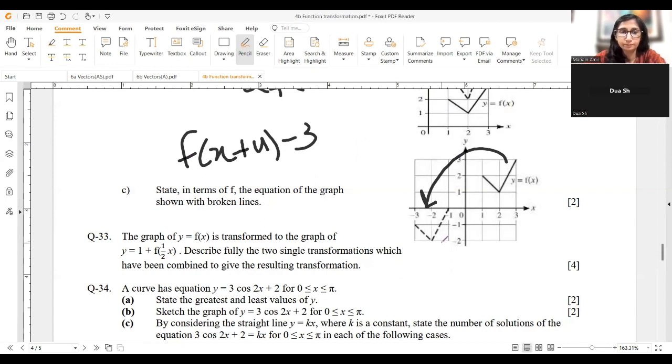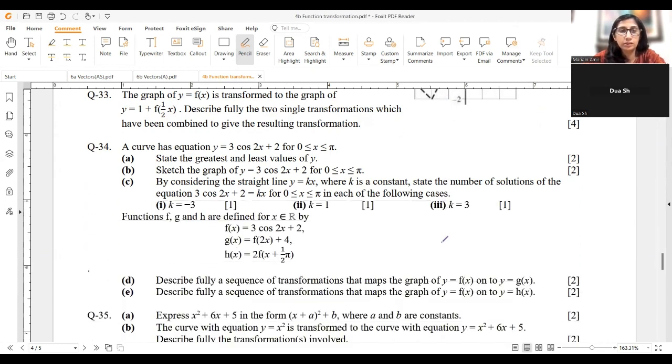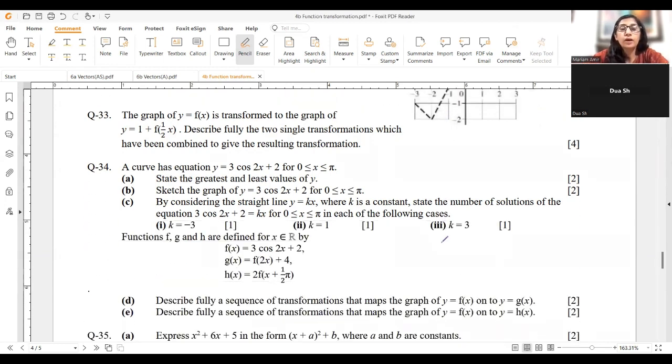Okay. Question 33. The graph of y equals f(x) is transformed to the graph of 1 plus f(half x). Describe fully the two single transformations which have been combined to give the resulting transformation. Okay, so address the half x first, the bracket term. Stretch parallel to the x-axis by scale factor of 2. Yes. And then translation by (0, 1). Good.